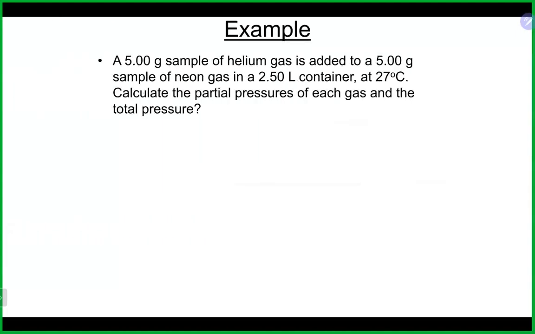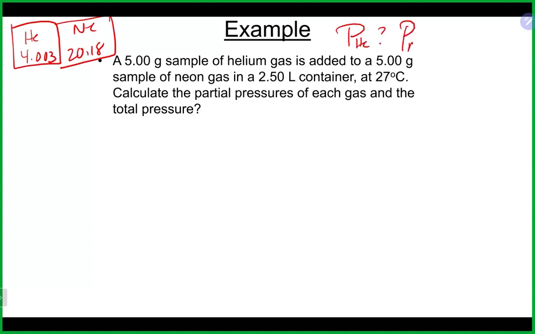All right, so why don't you try one here? We have 5 grams of helium added to 5 grams of neon. We put it in a 2.5 liter container at 27 degrees Celsius. We're looking for the partial pressures of each gas and also the total pressure. I'm going to give you some numbers that might be helpful here. Helium is 4.003 and neon is 20.18. We're looking for 3 things: the partial pressure of helium, the partial pressure of neon, and the total pressure of both of them together. Let's see what you come up with here.